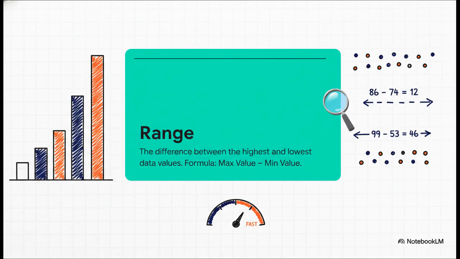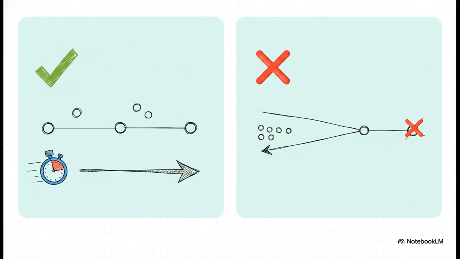It's fast, it's simple. But that simplicity? That's also its biggest problem. Imagine in that consistent class, just one student totally bombed the test and got a 35. Suddenly, that one single score blows up the range, giving you this completely distorted picture of how the class actually performed. The range only cares about the two most extreme points and completely ignores everything happening in between. It tells you the possible spread, not the typical one.